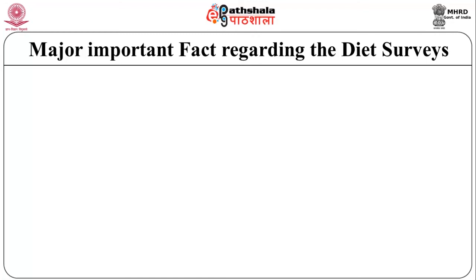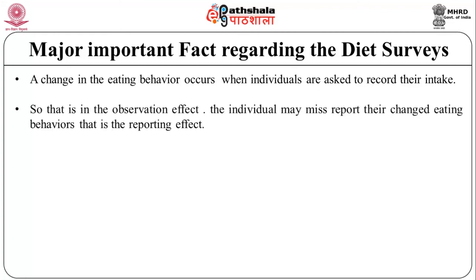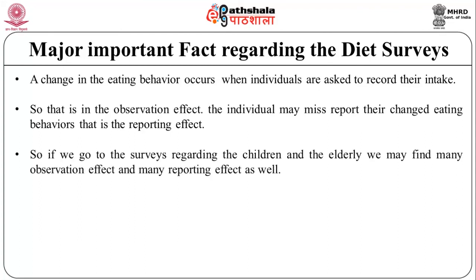Now let's understand the major important facts regarding the different diet surveys. A change in eating behavior occurs when individuals are asked to record their intake. That is the observation effect. The individual may misreport their changed eating behaviors, that is the reporting effect. So if we go to the surveys regarding children and the elderly, we may find many observation effects and many reporting effects as well.